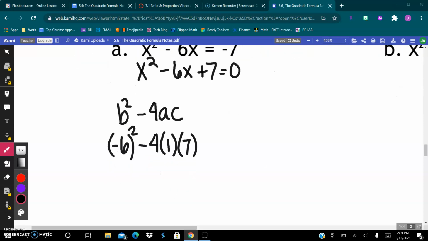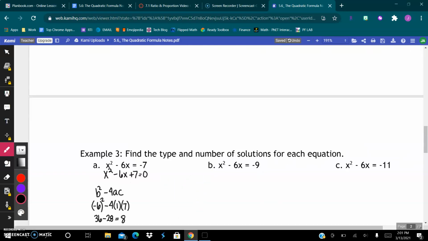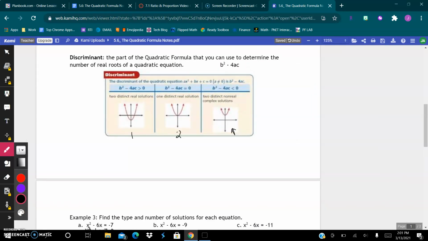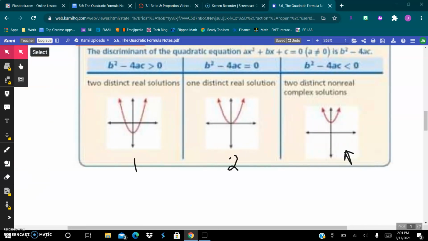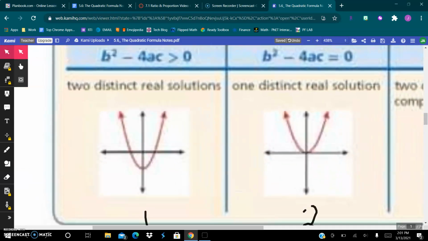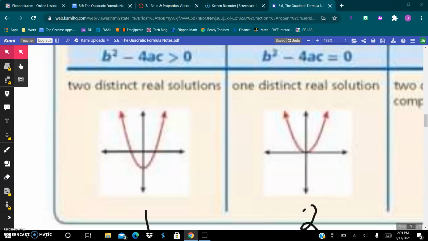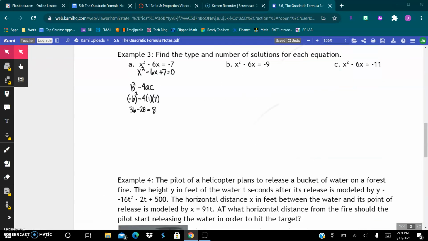So -6 squared would be 36. And then 4 times 1 times 7 would be 28. So 36 minus 28 would give me 8. So I have a number that is greater than 0. This right here is greater than 0, so that means there's 2 real solutions.